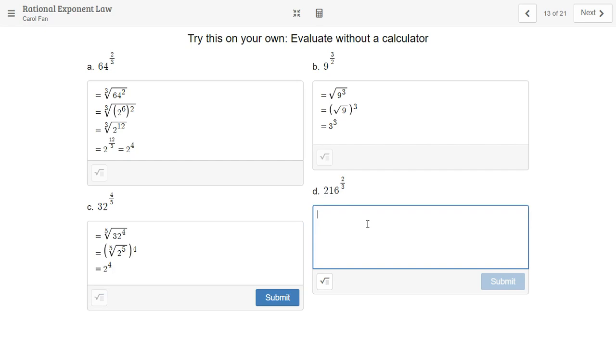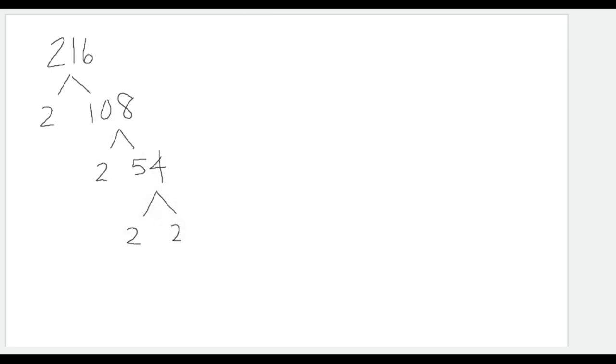Last one here, 216 to the power of 2 over 3. Okay, so let's take 216 and prime factorize it. 2 goes into it 108 times. 2 goes into 108 54 times. And then we have 2 and 27, 3 and 9, and 3 and 3. So what we have is 2 to the power of 3 times 3 to the power of 3.